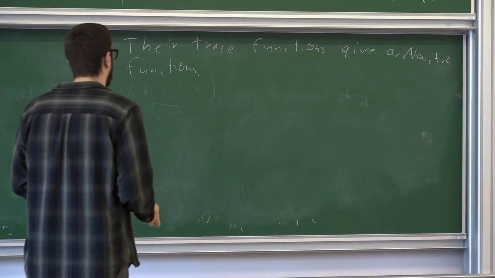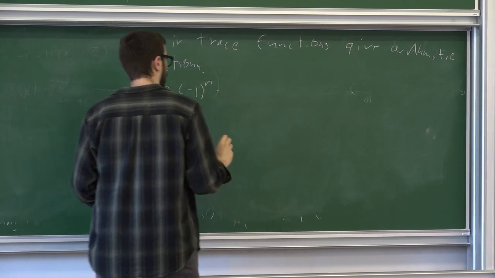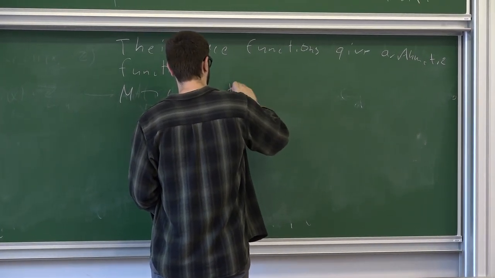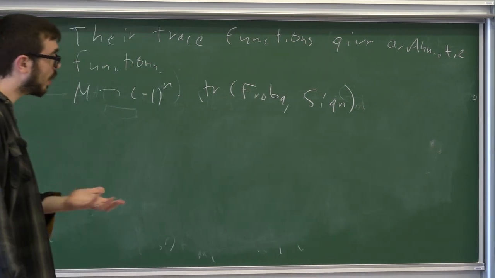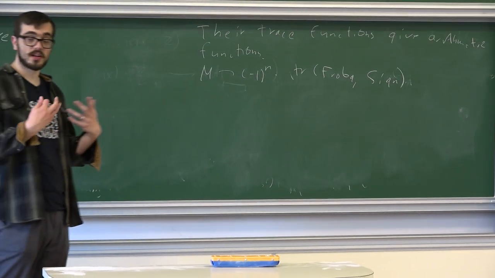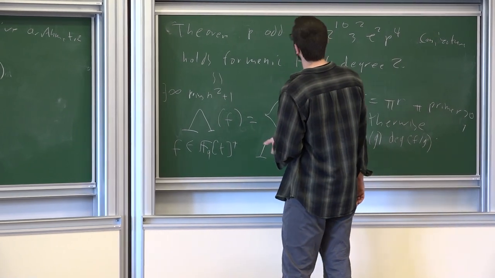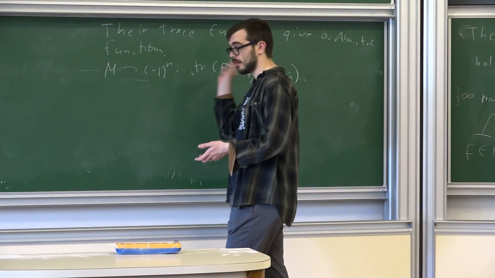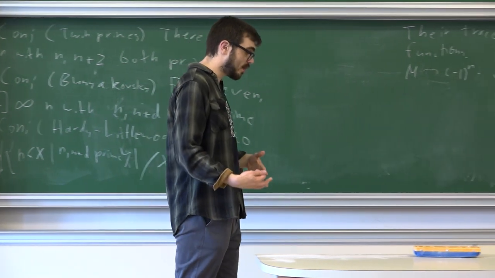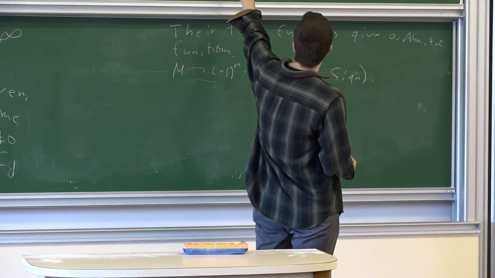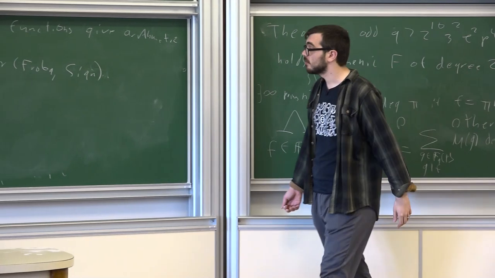So the Möbius function corresponds to, well, (-1)^n times the trace of Frobenius on the sheaf corresponding to the sign representation, for exactly the reason that we just said. So the trace of Frobenius on the sheaf corresponding to the sign representation is nothing but the sign of Frobenius, which counts the parity of the number of orbits of Frobenius. And if you extend the sheaf corresponding to the sign representation to A^n, it'll vanish everywhere on the complement of Conf_n, matching how the Möbius function vanishes.